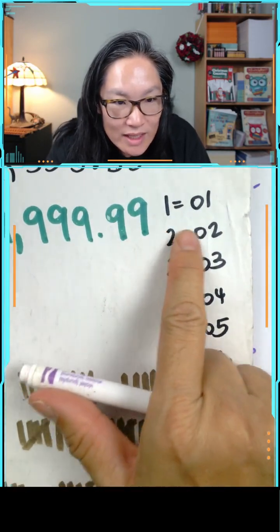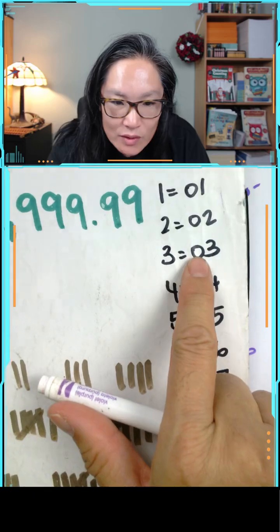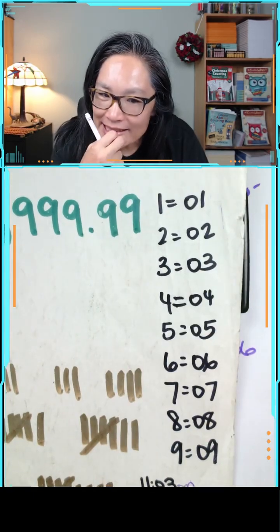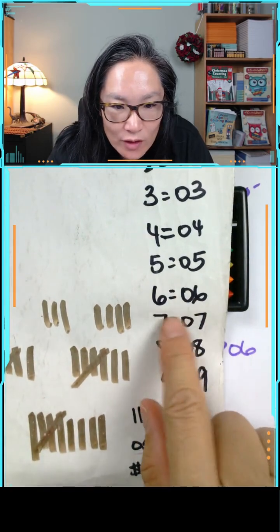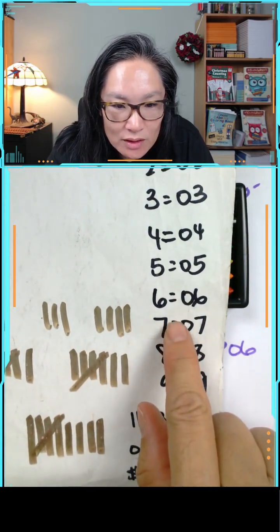If it's a 1, it's a 0, 1. If it's a 2, it's a 0, 2. If it's a 3, it's a 0, 3. If it's a 4, it's a 0, 4. It's the same rule.